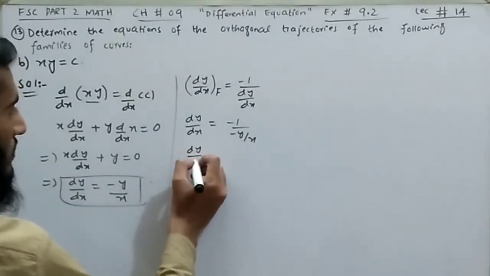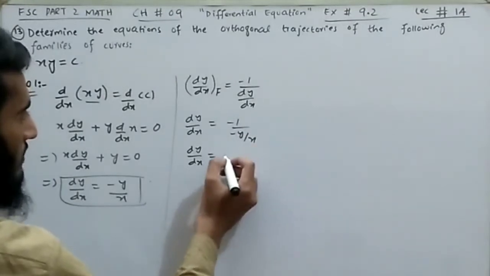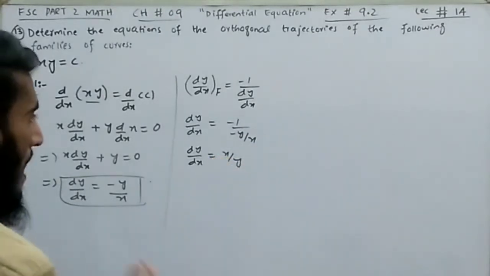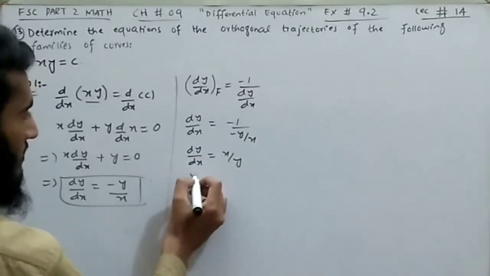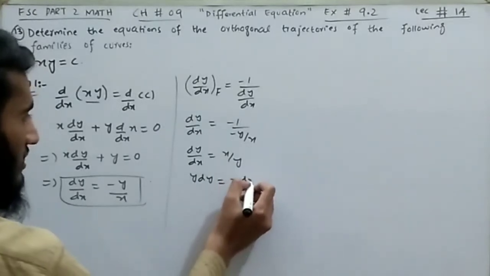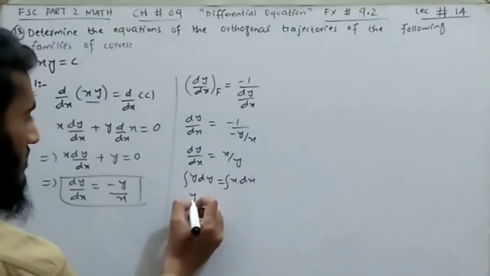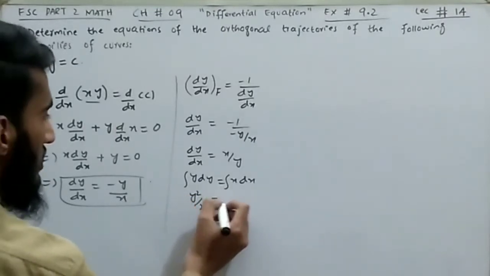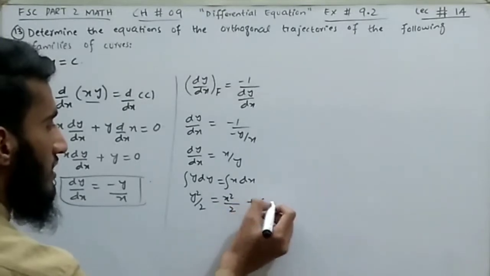So dy/dx will be, x will move to the numerator, minus minus will cancel each other, it becomes x/y. Now using a separable differential equation, shift y to this side, it becomes y dy, and shift dx to the right-hand side, it becomes x dx. Taking the indefinite integral on both sides, the integration of y dy is y^2/2, which is equal to the integration of x, which is x^2/2, plus the constant of integration.